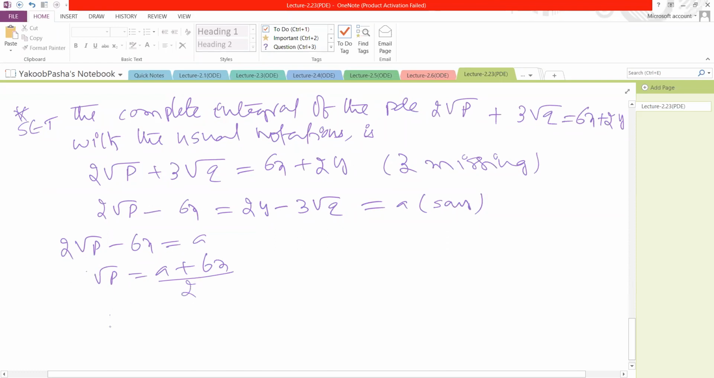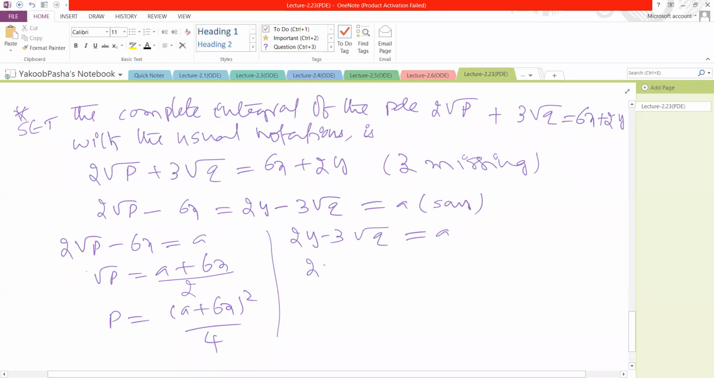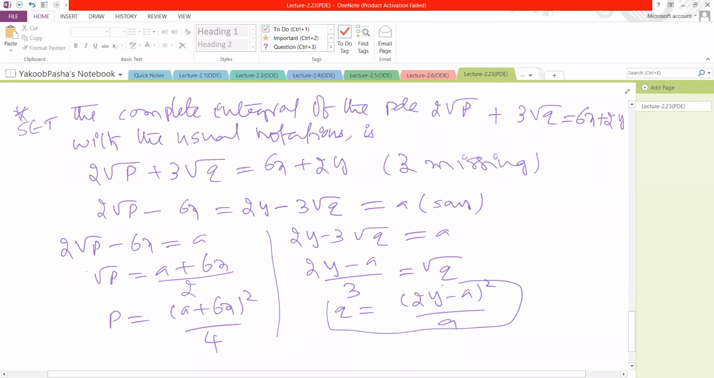So by squaring on both sides, p value is a plus 6x whole square by 4. Okay, first equation. And the second equation, 2y minus 3 root q is equal to a. From this we can write 2y minus a by 3 is equal to root q. So q value is 2y minus a whole square by 9. Okay, this is the q value and this is the p value.